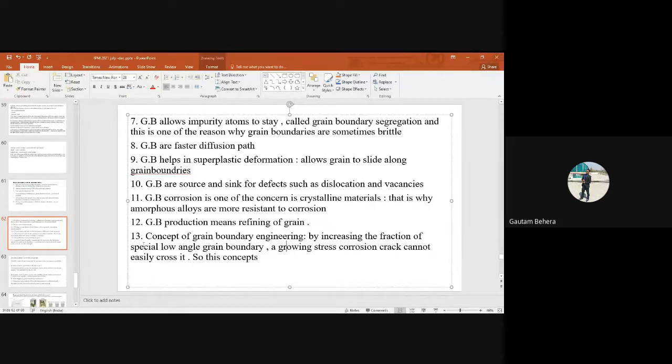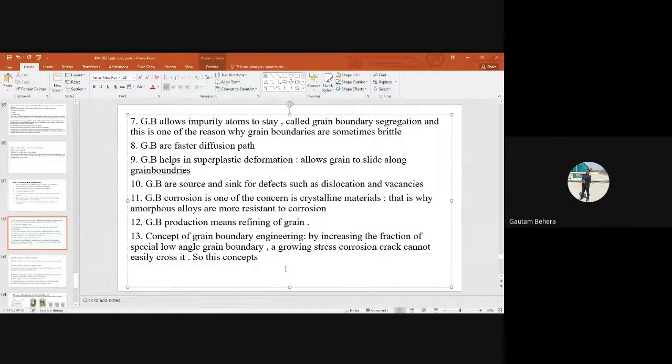Fine. Then the concept of grain boundary engineering. This is a new area of research people are doing nowadays. Grain boundary engineering. What is that? By increasing the fraction of special low angle grain boundaries, a growing stress corrosion crack cannot easily cross it. So this concept is very beneficial, right?